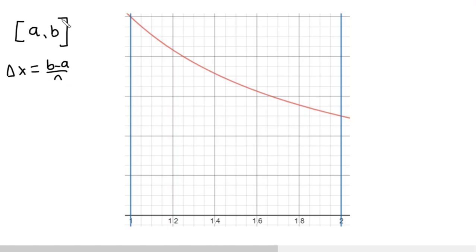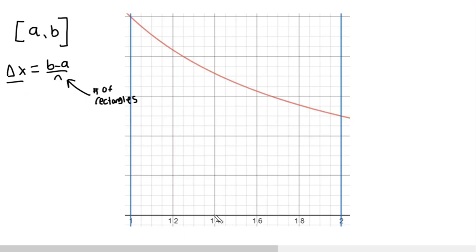That's simply the ending of the interval minus the starting of the interval over n, and n is the number of rectangles. It'll often ask you to use right or left endpoints or even the midpoint. And you might be thinking, well, what does that mean? Well, think about this. This delta x right here is basically the width of each rectangle.